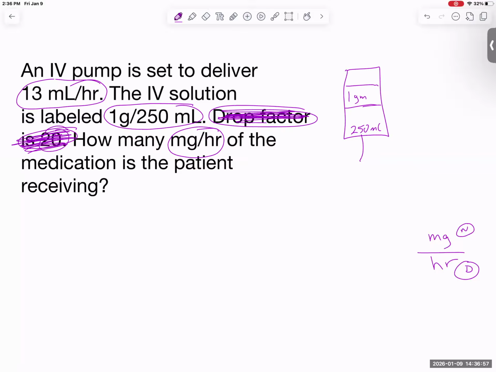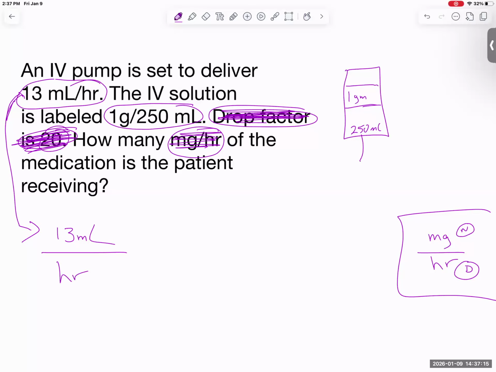So I have to solve for milligrams an hour. So what in my problem has anything related to my wanted? I have something right here that I can start with that has part of my problem. 13 milliliters an hour. That's what is set to be delivered. The doctor ordered that, but it also has the time that I need. So if it's there, I'm going to start with what I need. So I already have hour. So now I just got to get rid of milliliter and get to milligrams.